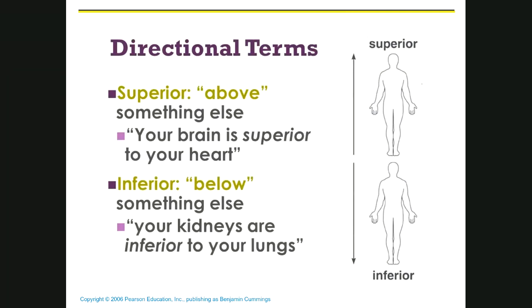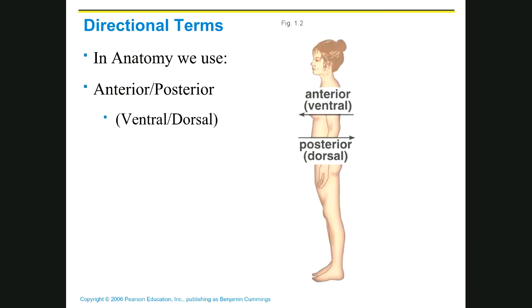So, superior means above, inferior means below. Let's look at another. If you look at humans and all mammals, we have a front, and our front does not look like our back. So they're very obviously different. The front is where your face is, it's where the breasts are, it's where the genitals are, and so on. And then the back, obviously you know what's back there. But instead of using front and back, we use anterior and posterior.